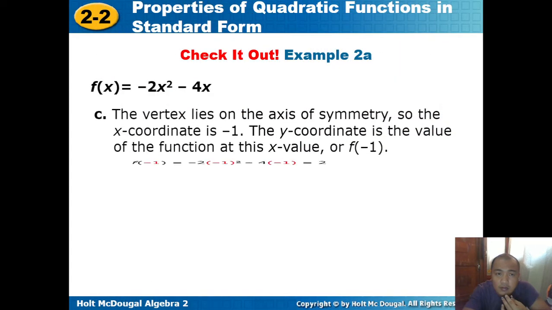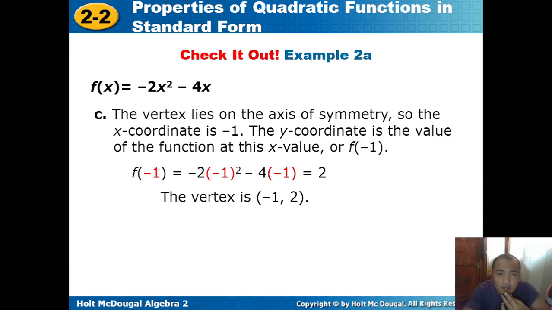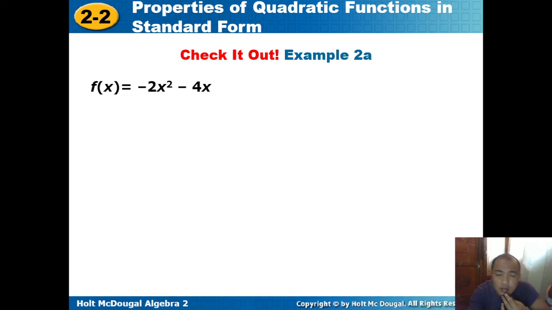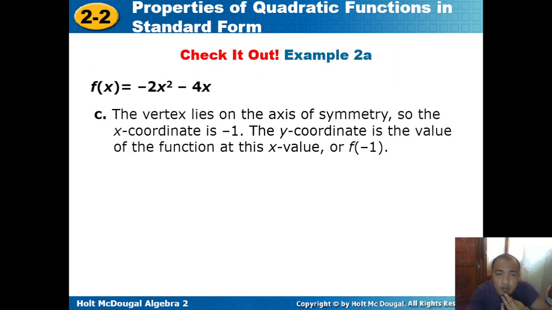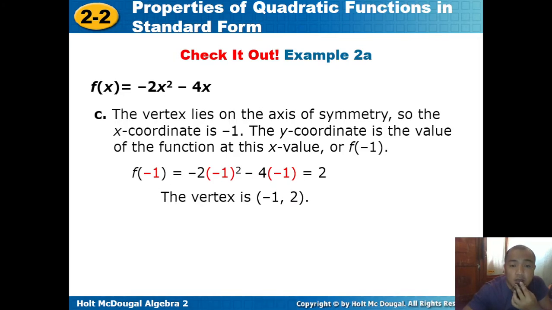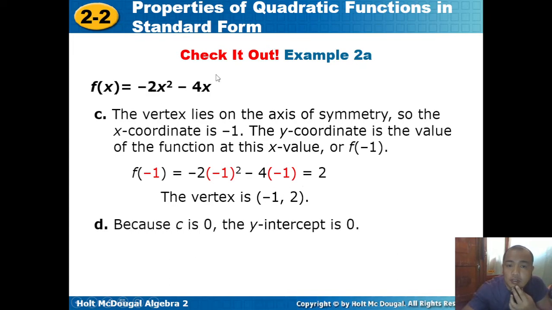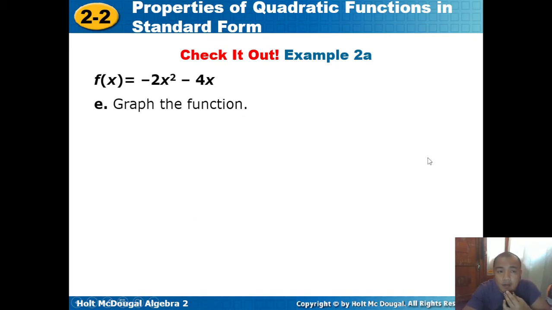How about the vertex? What is the axis of symmetry? x equals negative 1. So h is also negative 1. Now substitute negative 1 in this equation. The answer is 2. That is the y-coordinate of the vertex. So the vertex is (negative 1, 2). And because c is 0, the y-intercept is 0. That means the parabola will pass through the origin. So this is now the graph.